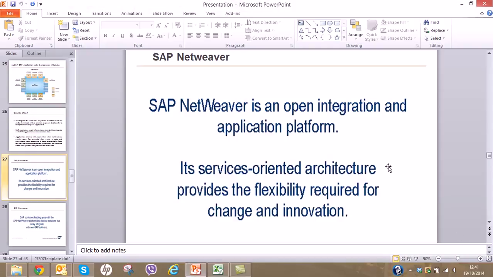SAP NetWeaver is an open integration and application platform. Its service-oriented architecture provides the flexibility required for change and innovation. The business intelligence and business warehouse modules are also integrated through SAP NetWeaver.